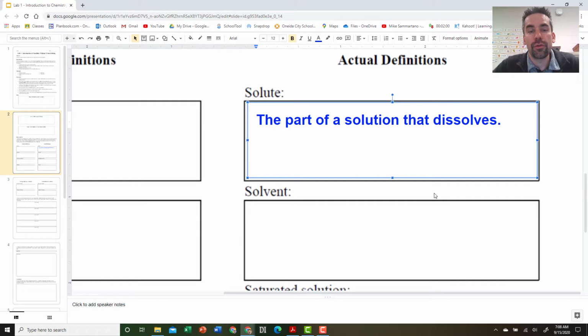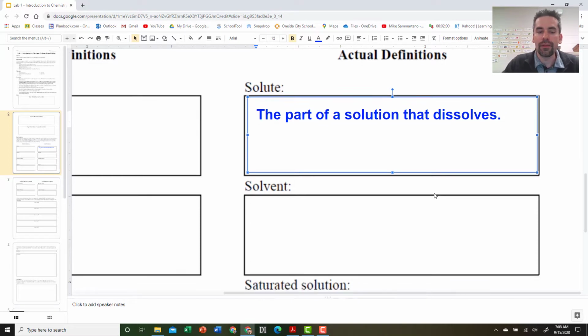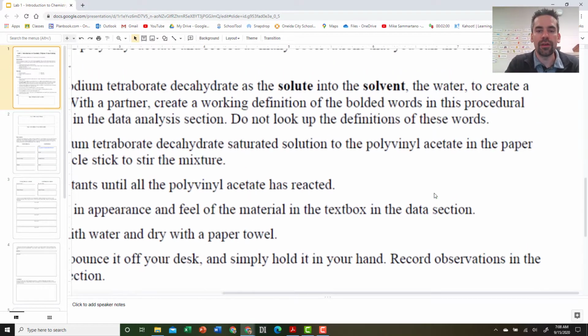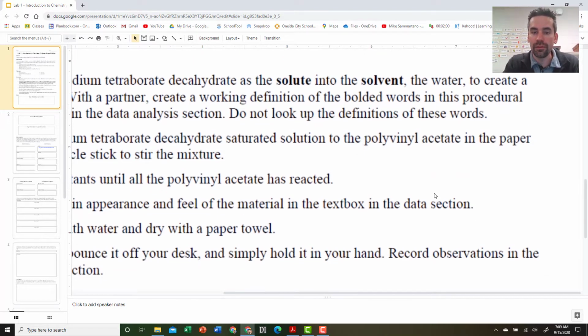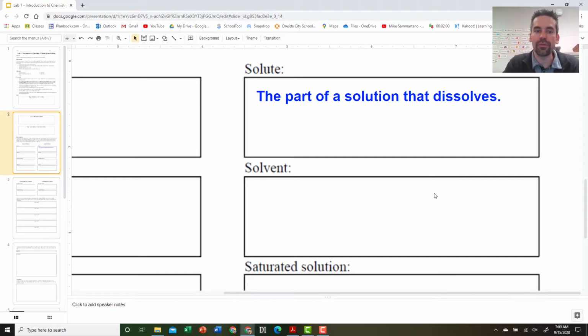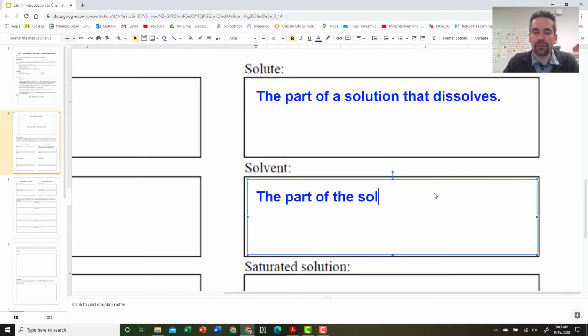Of course, you have to know what a solution is too. So a solution, from the context clues again, is when you have something dissolved into something else. Now the solvent, in procedure number 2, it said into the solvent, the water. So the water is the solvent. And what is the water doing? Well, the water is causing the solute, the sodium tetraborate decahydrate, to dissolve. So the solvent is the part of the solution that causes the dissolving of the solute, right?